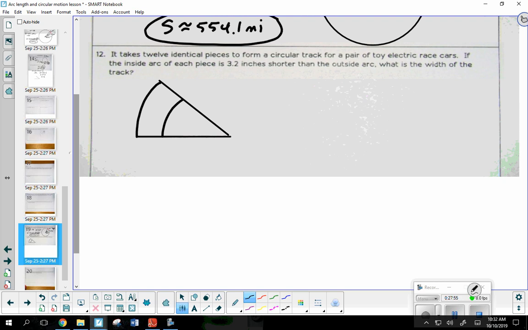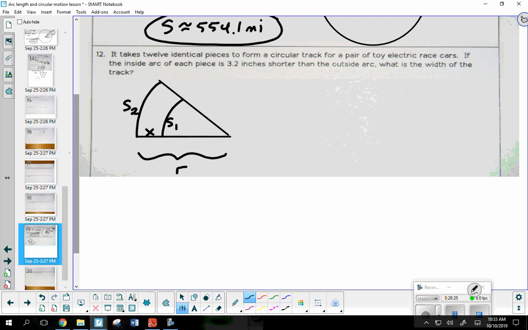So what are we ultimately looking for? The width of the track, right? I'm going to call that x. For the sector, I said this full length is the radius. The length of the inside arc is S sub 1, and the length of the outside arc is S sub 2. Can anybody tell me the measure of the angle for this sector?